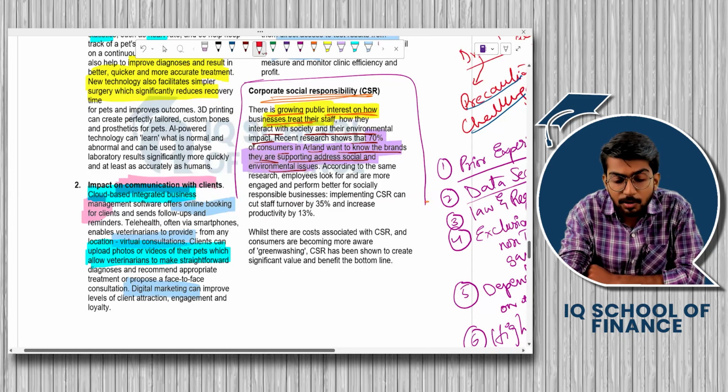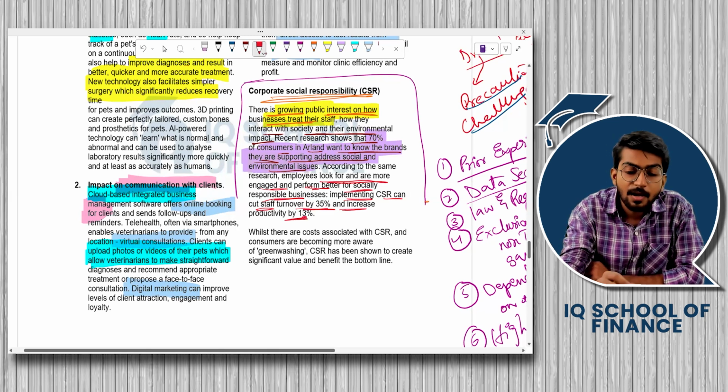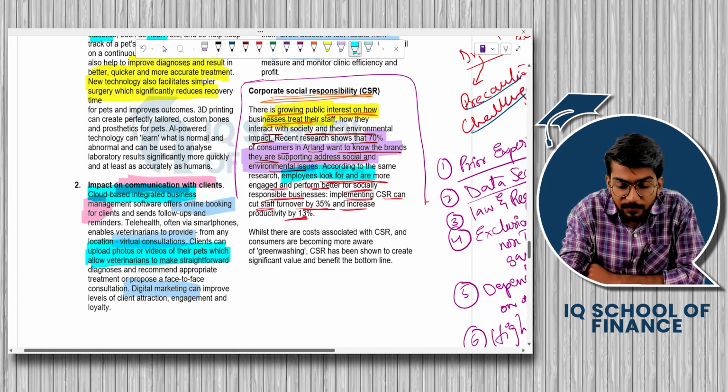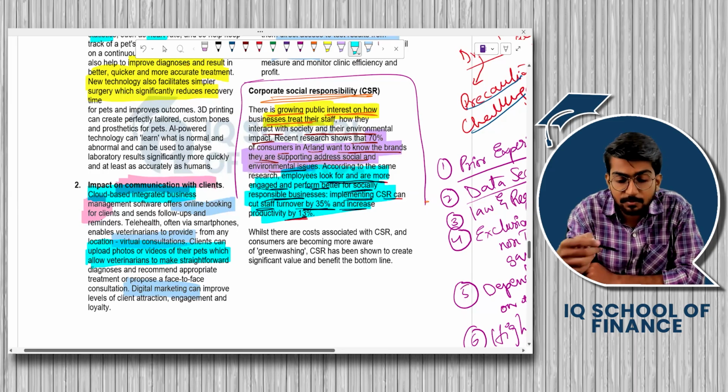According to some research, employees look for and are more engaged and perform better for a socially responsible business. Implementing CSR can cut staff turnover by 35% and increase productivity by 35%. Believe me, I have no words to praise this section. It is telling me the answer by itself.